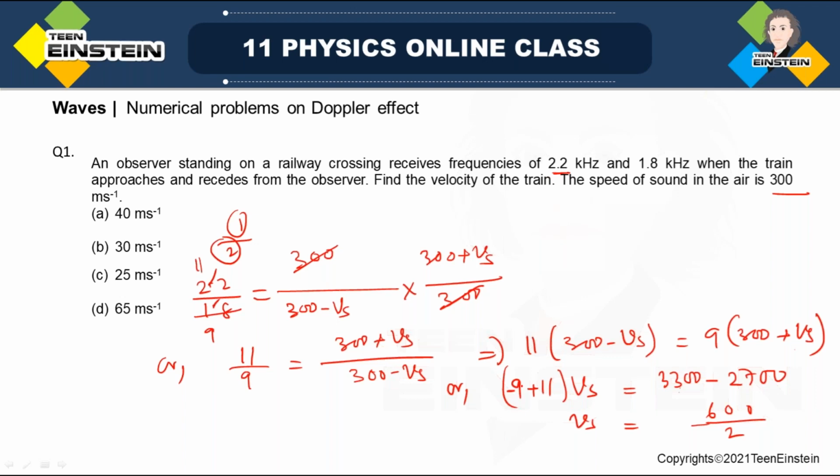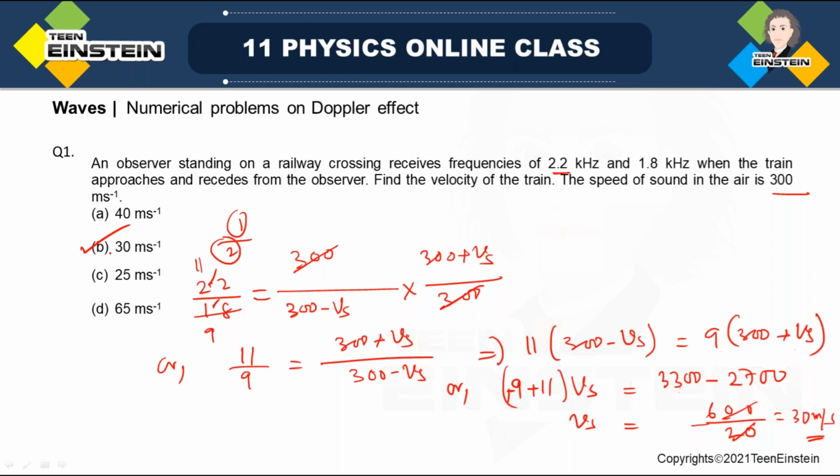Oh, this is actually a plus, I hope. This is okay. So this will be plus. I'm sorry, this will be plus. So here it will be 20. So therefore, you will get 30 meter per second. So 30 meter per second. So this option B will be the correct answer for this case.